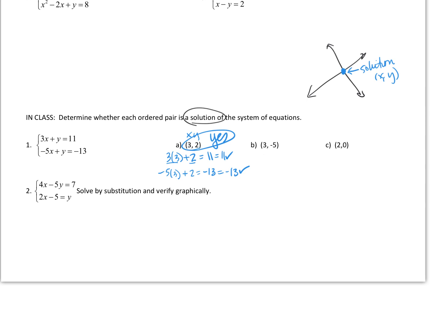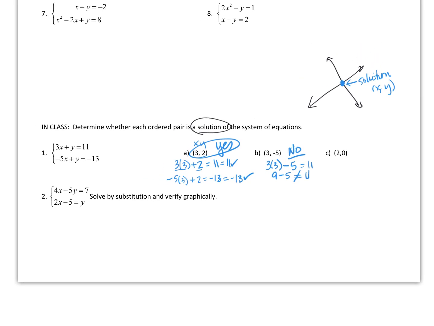Then I try B. Same song, second verse. Put in a 3 minus y equals 11. It's supposed to. 9 minus 5, does that equal 11? No. So that's just an automatic no, because if it doesn't work in one, it's not going to work for the system. You can stop there.